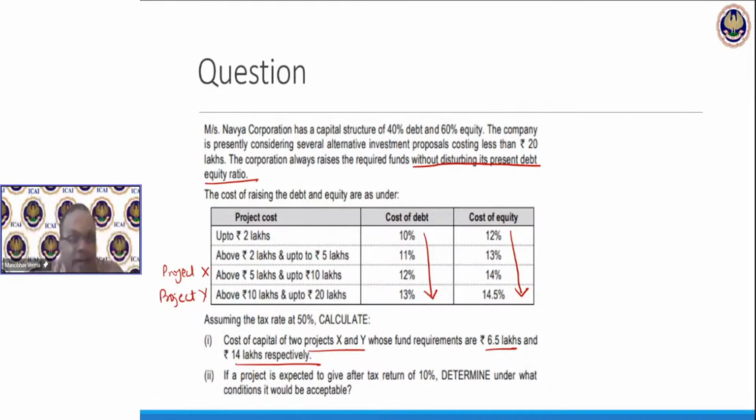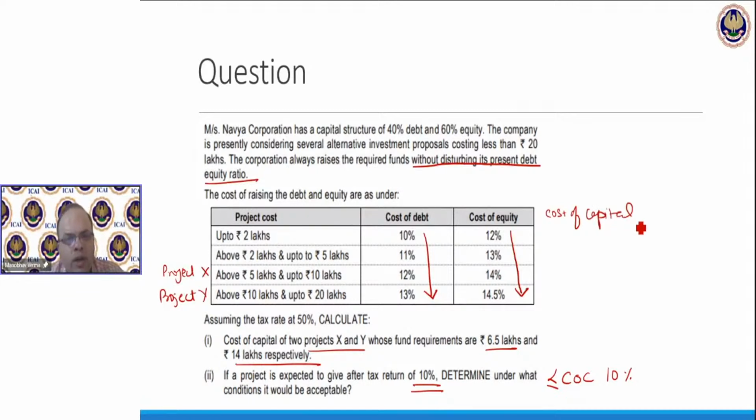You will accept that only when the cost of capital is either 10 or less than 10. You don't want to go for a loss over there. Do you guys agree with me? Yes or no? You will never go for a loss, right? So if the project is expected to give after tax return of 10%, you have to just ensure under what conditions it will be acceptable, where your cost of capital will be less than or equal to 10%. And for that, I would need a cost of capital under each of the scenarios.